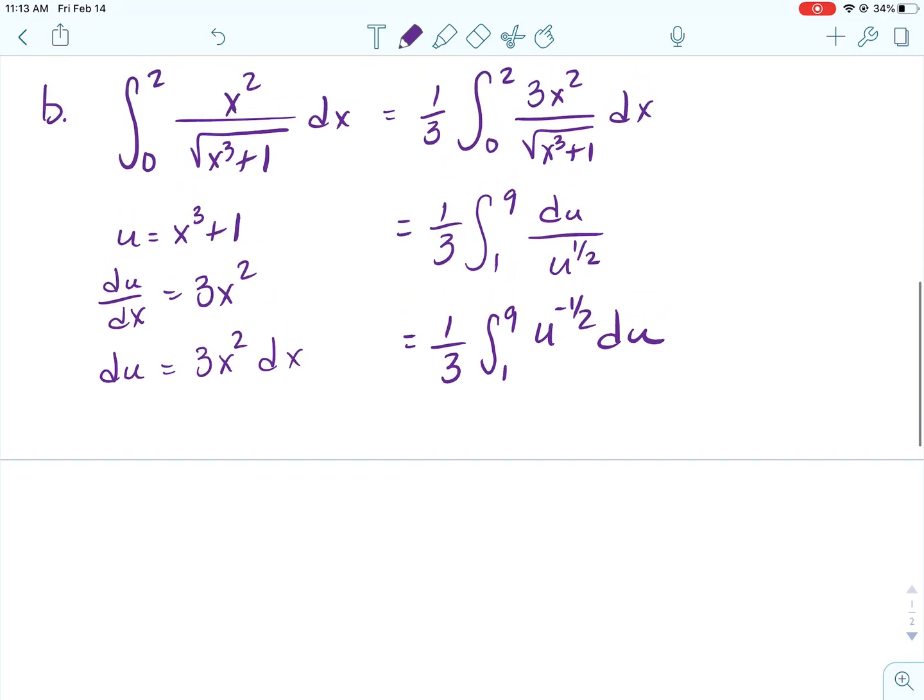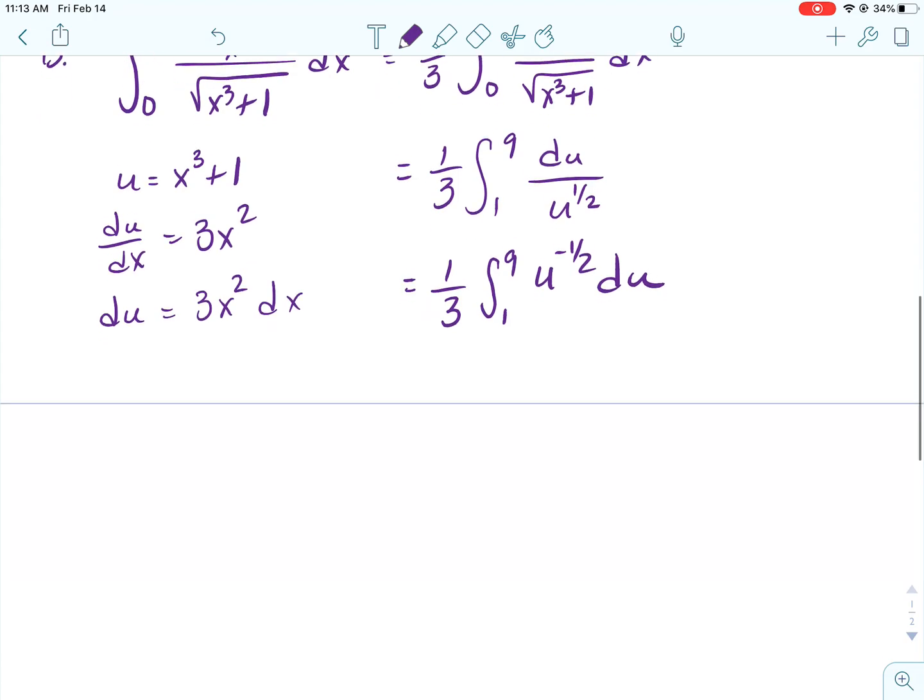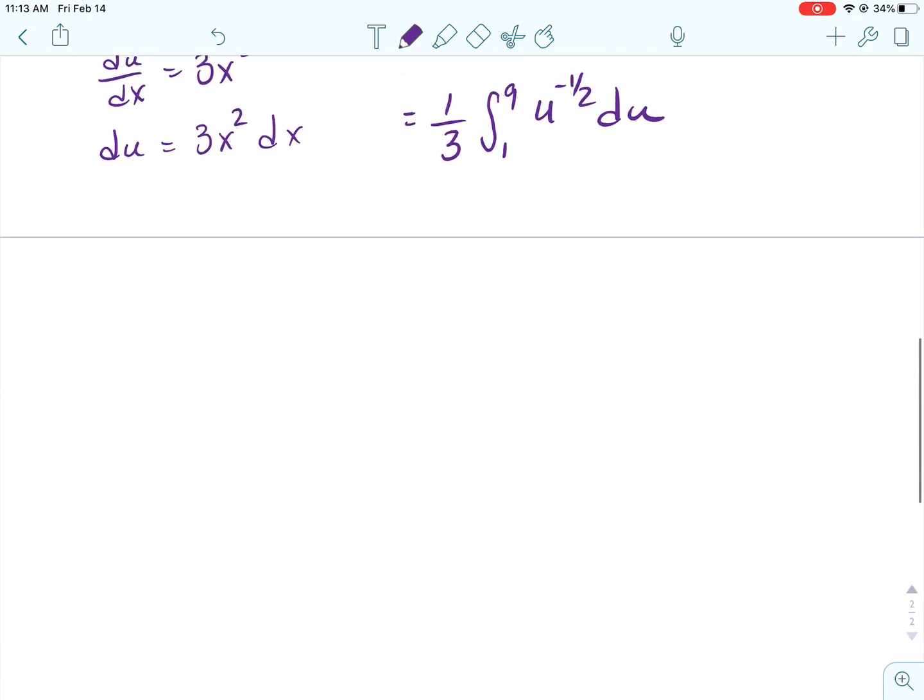All right, so take a second, look at everything we did, make sure it's all making sense. So a lot of calculus mixed in with a lot of algebra going on in this problem. All right, we're ready to find the antiderivative. So that 1/3 is going to hang out for a second. We're going to add 1 to the exponent and divide by that.